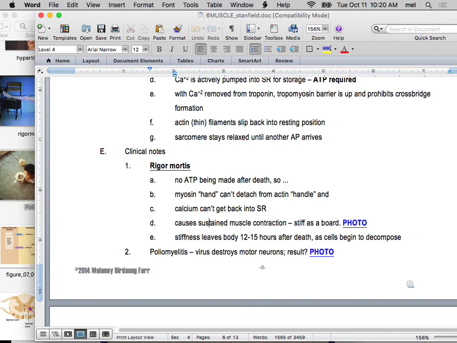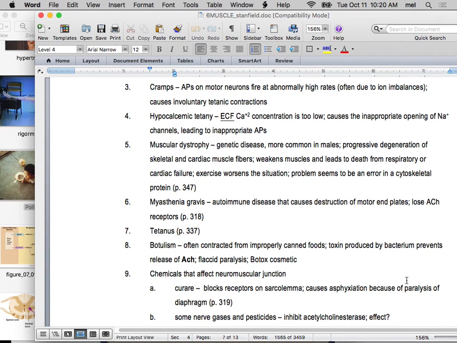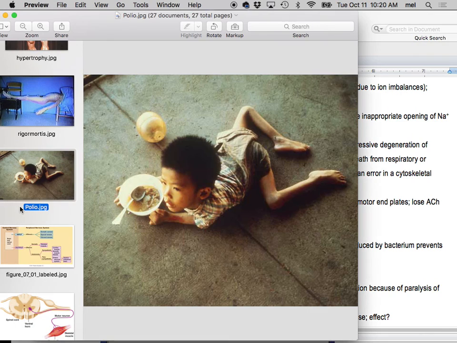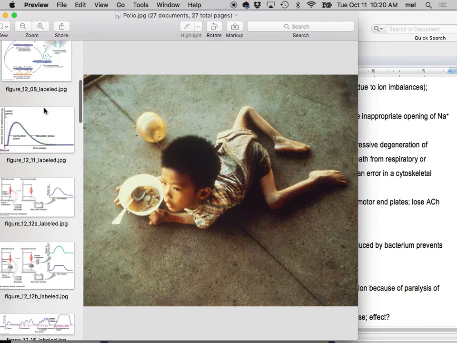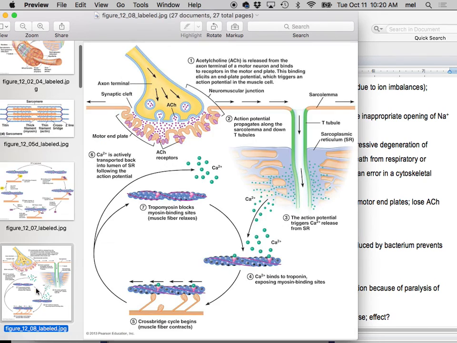Okay, so that's rigor mortis and polio. A couple of other things. Cramps. What do cramps have to do with this story? What cramps do is usually because of an ion imbalance. What happens is you get progressive frequent stimulation of the neuron because of an ion imbalance. And of course, what's that going to do? Then the muscle is going to seize up. And when it seizes up to the point that it's really yanking on the connective tissue, it causes a cramp. That makes sense?